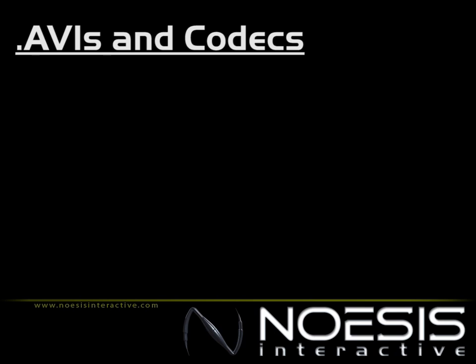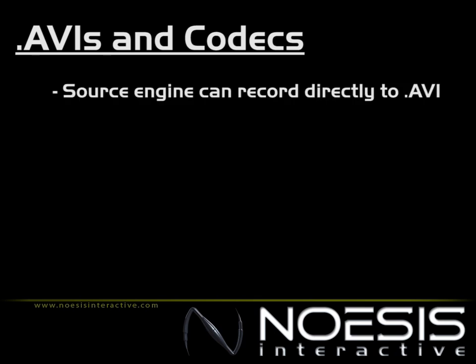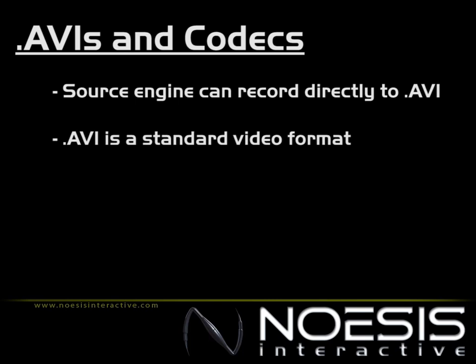What we're going to cover next is AVI recording. The source engine can also record directly to AVI, so you don't have to weave all the individual frames together. This has some advantages and disadvantages, which I'll go over. AVIs are a standard video format, but they're really just a container.